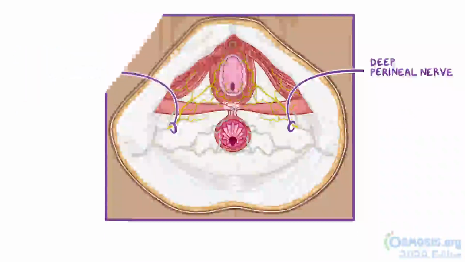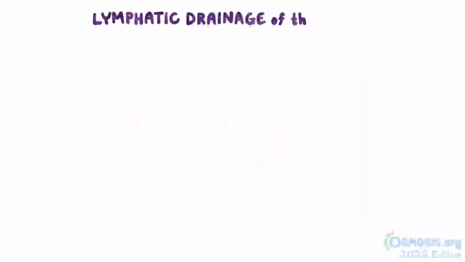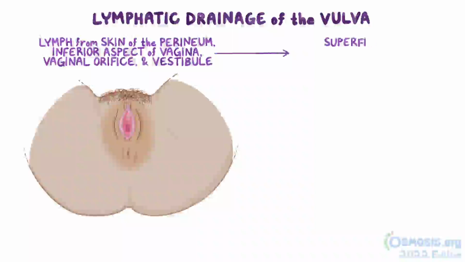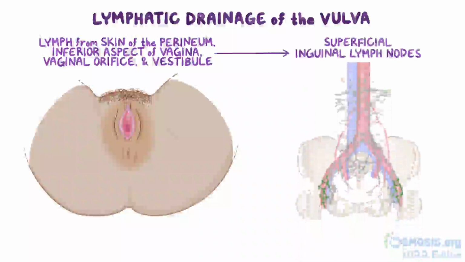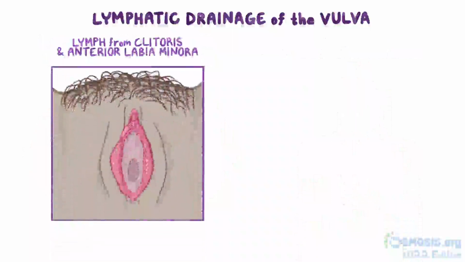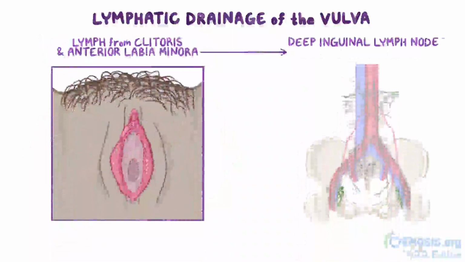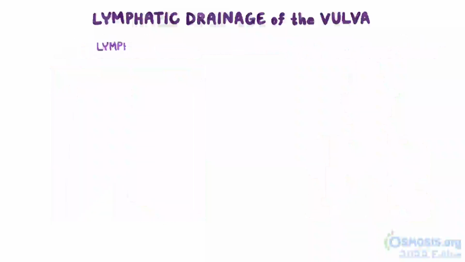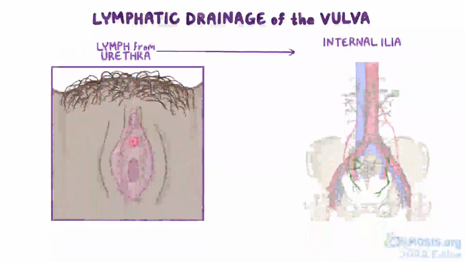Alright, now let's wrap this up by discussing the lymphatic drainage of the vulva. First, lymph from the skin of the perineum, the inferior aspect of the vagina, the vaginal orifice, and the vestibule drain into the superficial inguinal lymph nodes. Next, lymph from the clitoris and the anterior part of the labia minora drain into the deep inguinal lymph nodes or directly into the internal iliac lymph nodes. Finally, lymph from the urethra drains into the internal iliac or sacral lymph nodes.